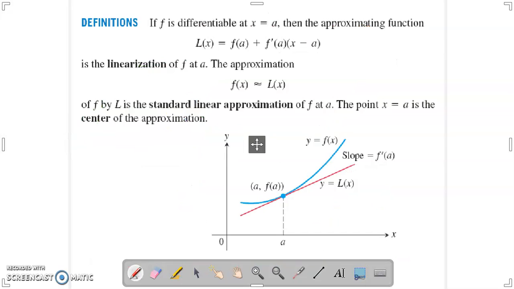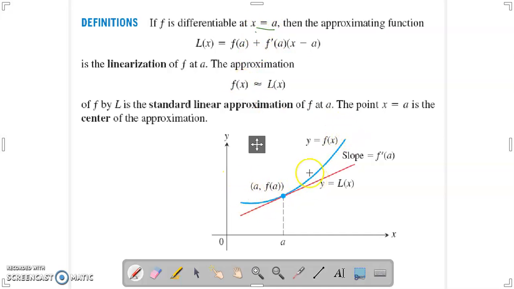So let us just define what is linearization or linear approximation. So if f is a differentiable function, if f is differentiable at x equals a, so you have this y equals f of x.